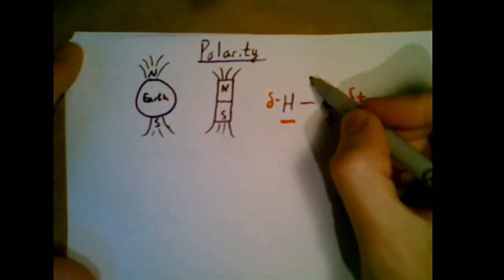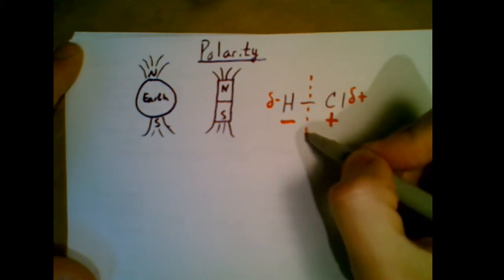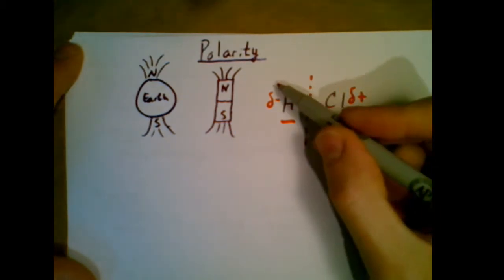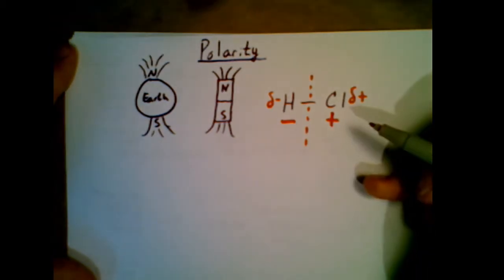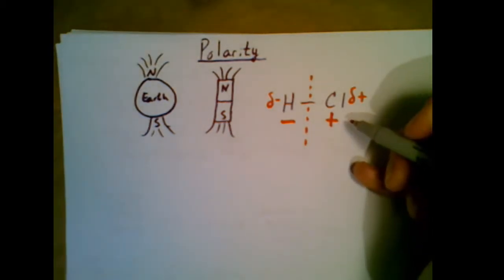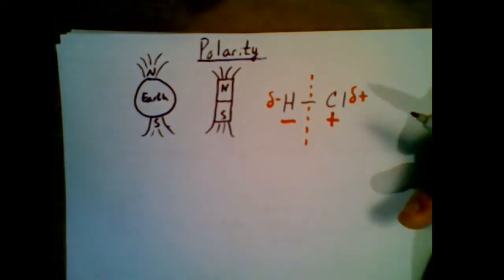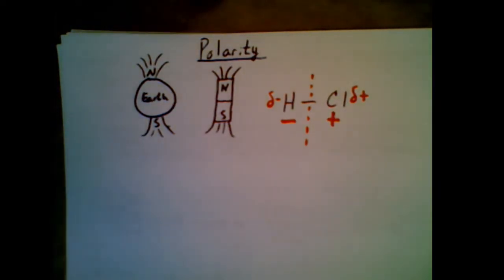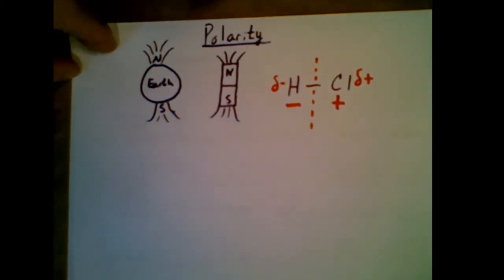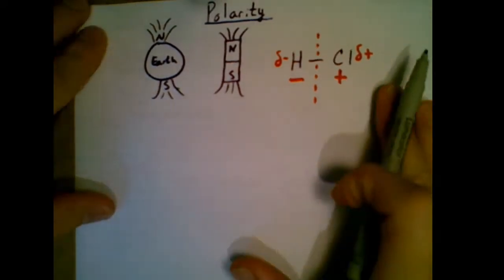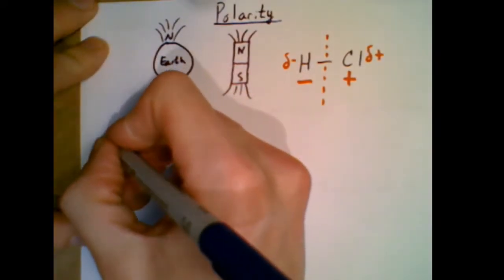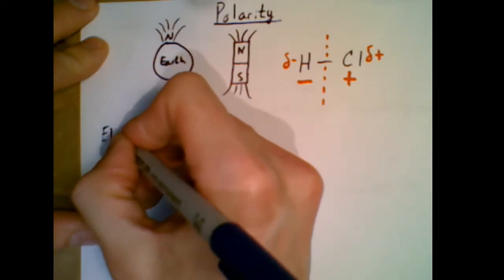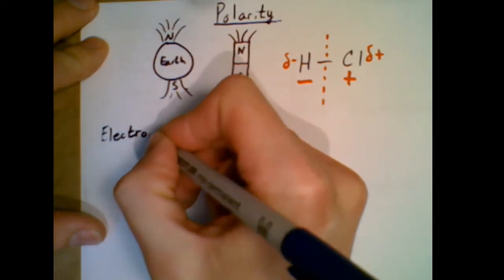But really all we're talking about is having slightly different sides to the molecule. And this ends up leading to really interesting properties. But why does this exist? Well, this all exists because of a property that exists within elements that is called electronegativity.